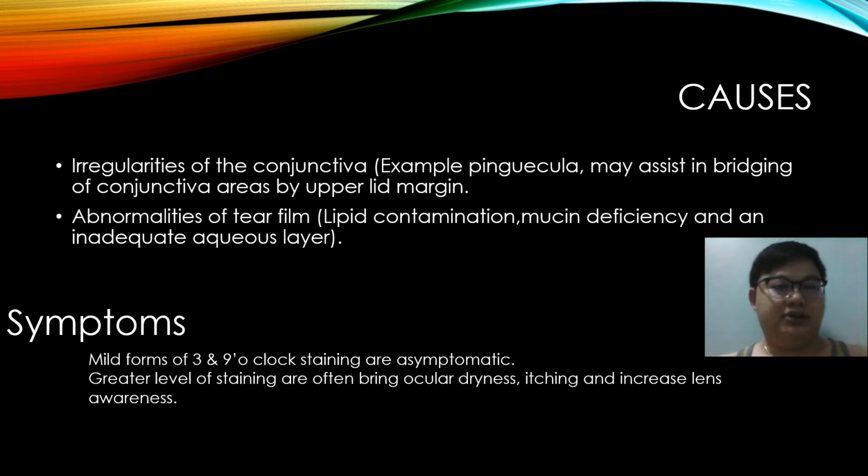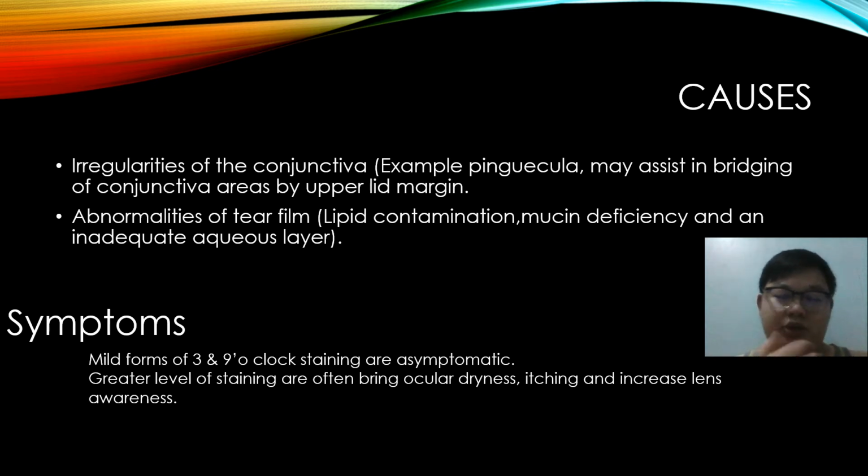The causes, like I just said, may be incomplete blinking, or irregularity of the conjunctiva, let's say a pinguecula or pterygium. This may assist in the breaching of the conjunctival areas by the upper lid margin. Another cause might be abnormality of the tear film. Let's say the tear film has a lot of lipid contamination, mucin deficiency, and maybe the aqueous layer is inadequate.